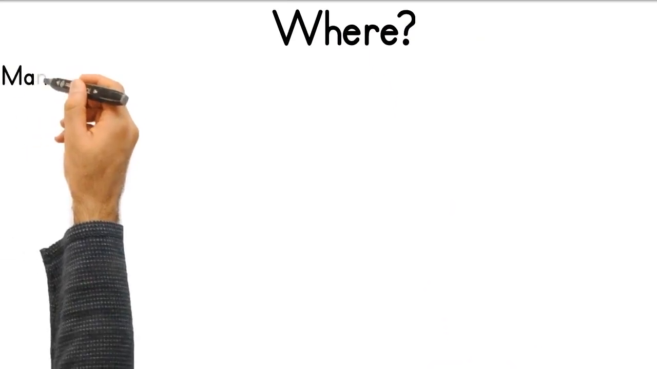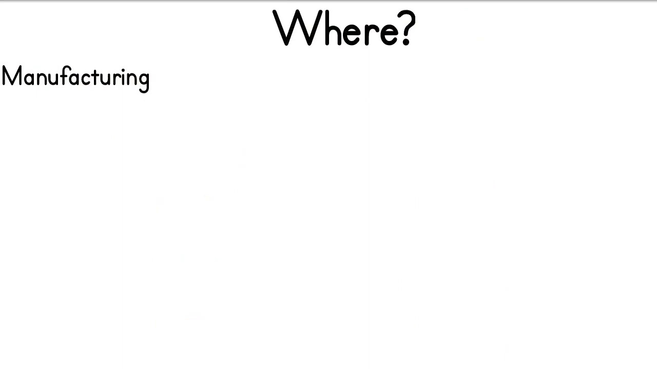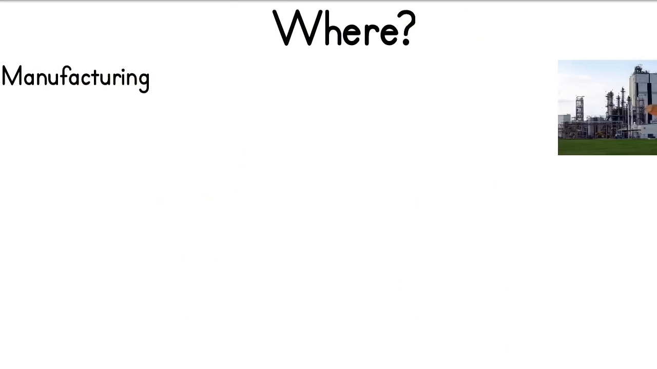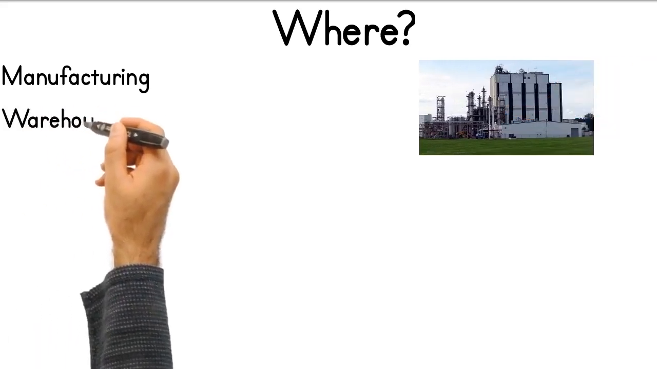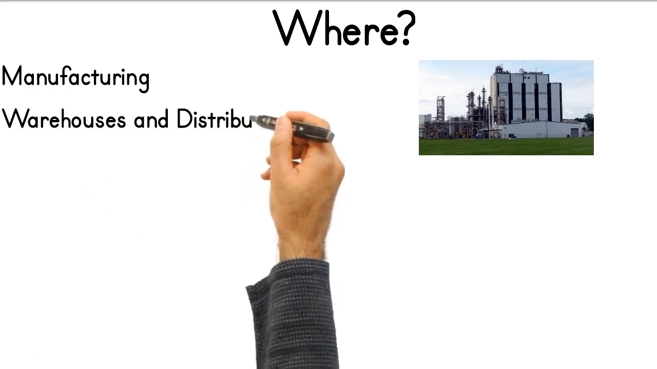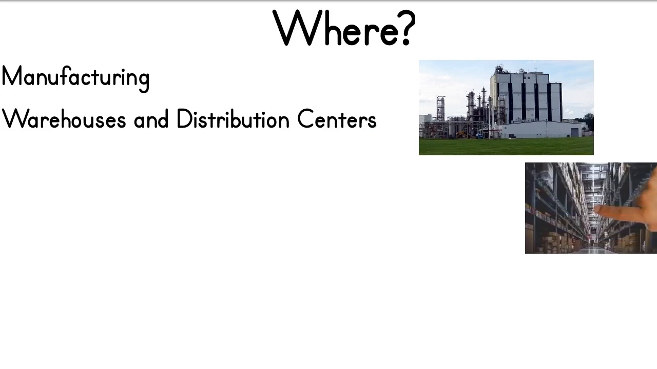ANDON is primarily used in environments where continuous production or manufacturing is taking place. Manufacturing plants: ANDON is most commonly used in factories, assembly lines, and production facilities to monitor machine performance, product quality, and overall operational health. Warehouses and distribution centers.